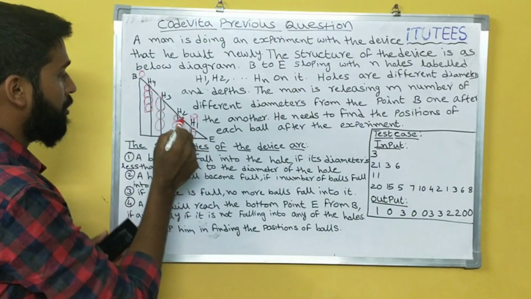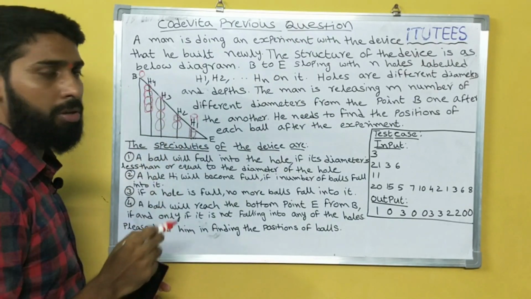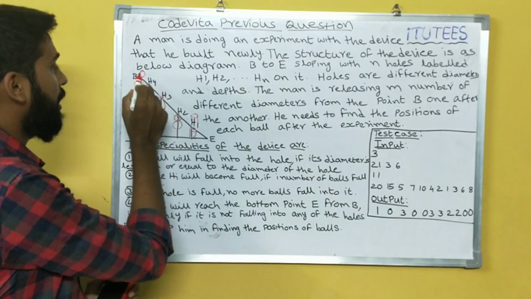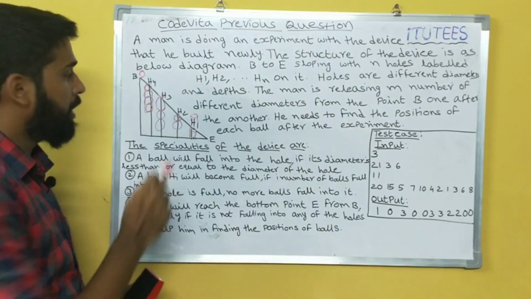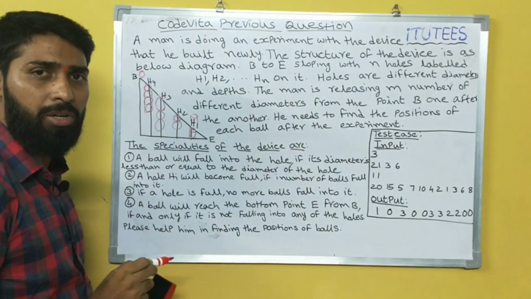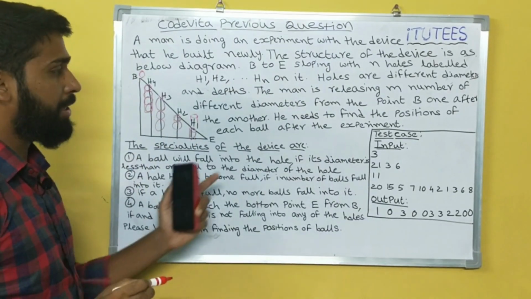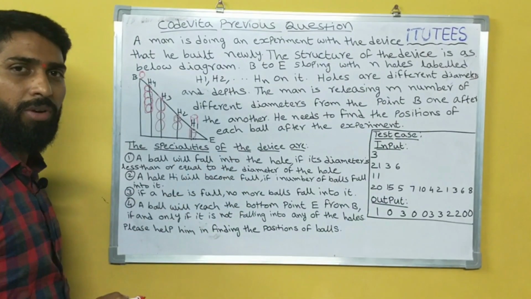So this is the first hole, second hole, third hole, fourth hole. If this ball falls into the third hole, then the number 3 is assigned to the ball. If the ball falls into the second hole, then number 2 will be assigned to that ball. Now we can discuss one test case.